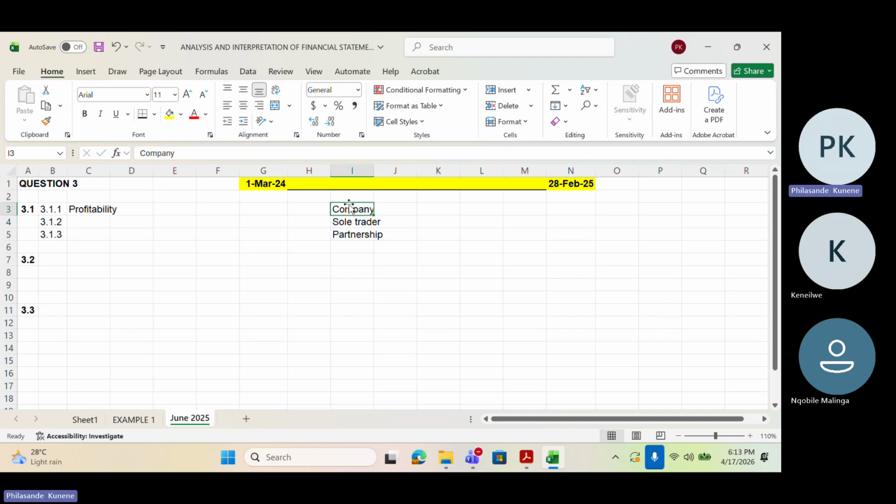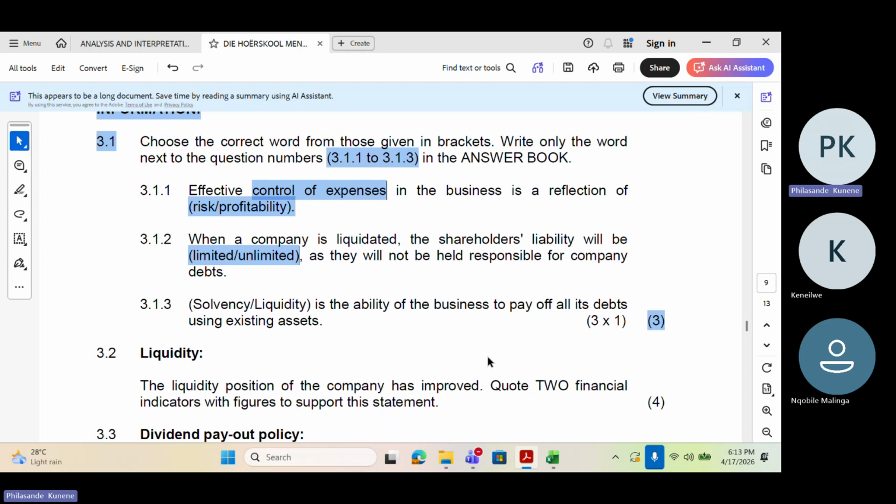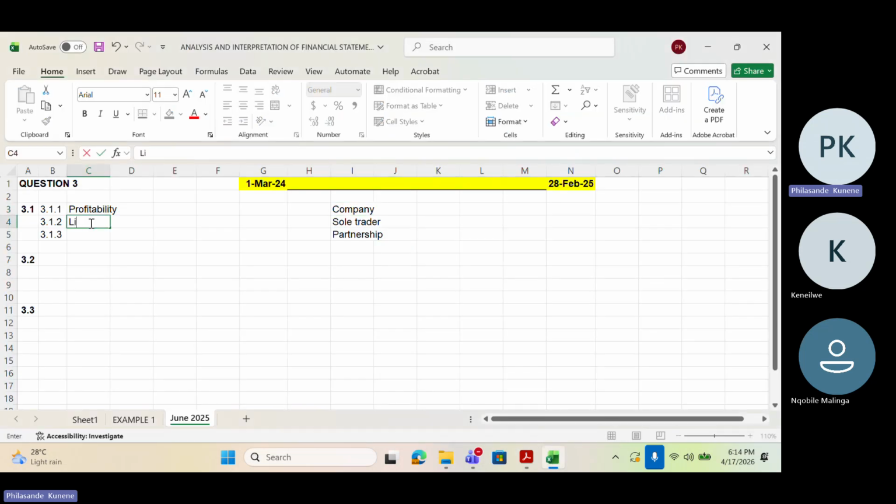So companies, most likely, we know very well that a company has limited liability, which means if the company is owing and the company is liquidated, only the assets of the company can be divided and used to pay the creditors or the liabilities of the company. Otherwise, no one can touch the assets of the shareholders. Very good on that. So that is going to be limited. Okay.